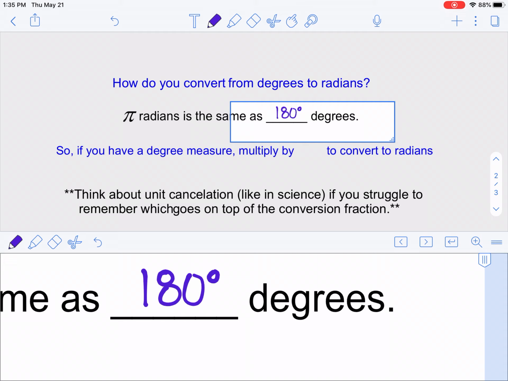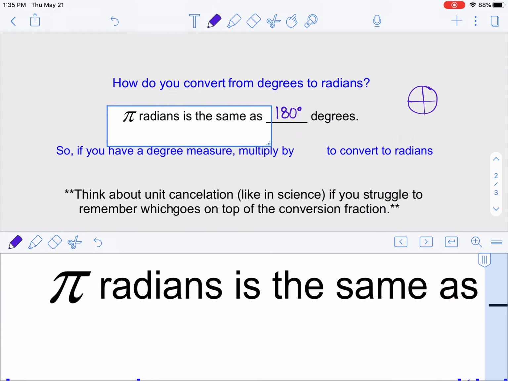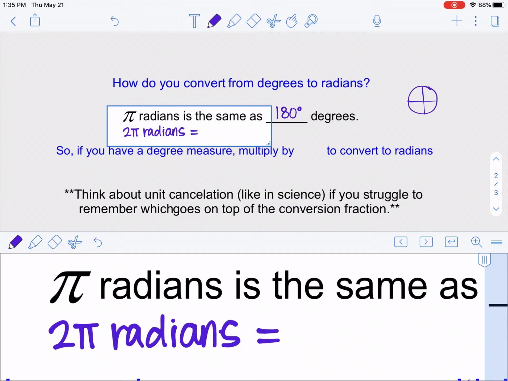And I think the important thing is some of you are going to think about the fact that all the way around the circle is 2 pi. And so you could say 2 pi radians is the same thing as 360 degrees if you prefer. Okay, but since I could divide both sides of this equation by 2 and get this one, this is the one I typically use, right?